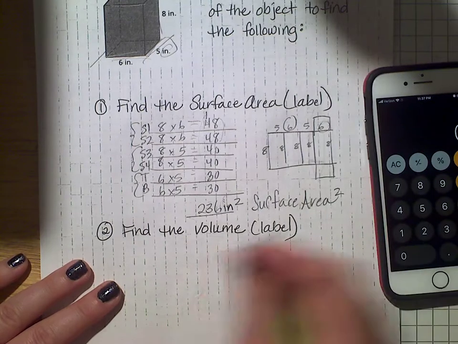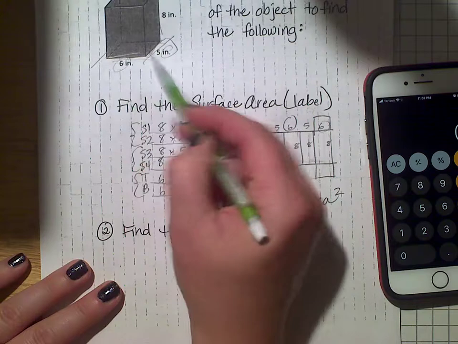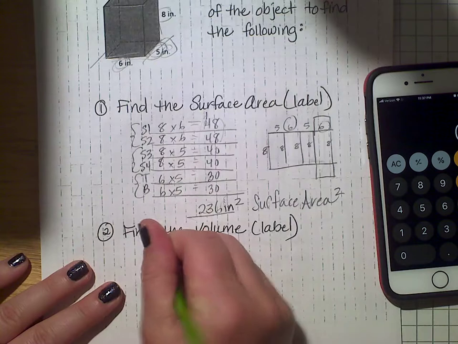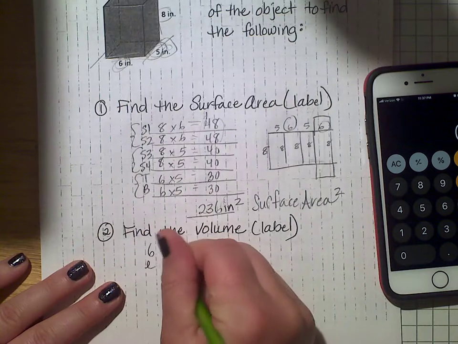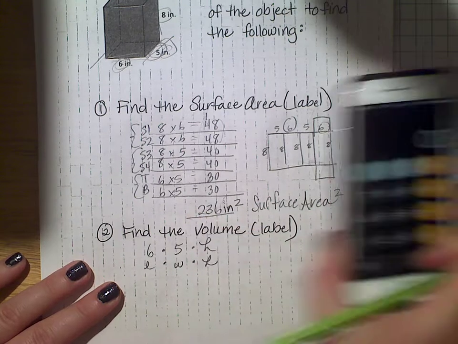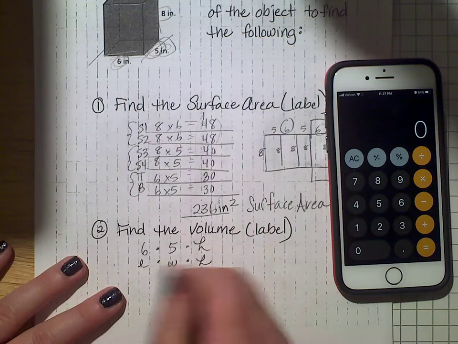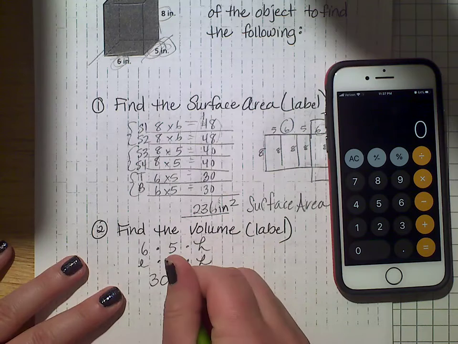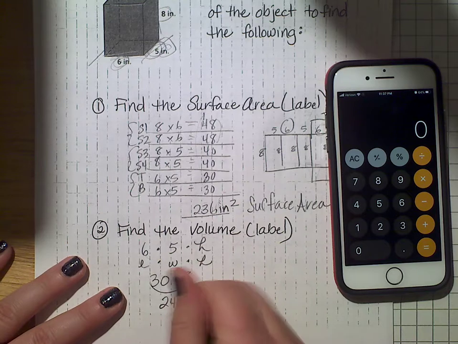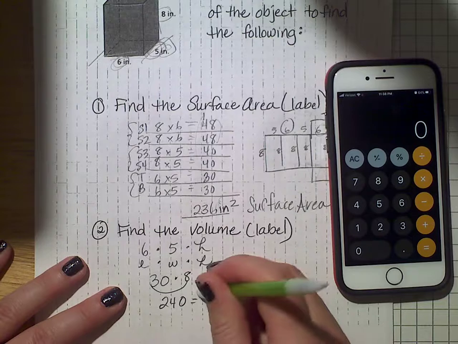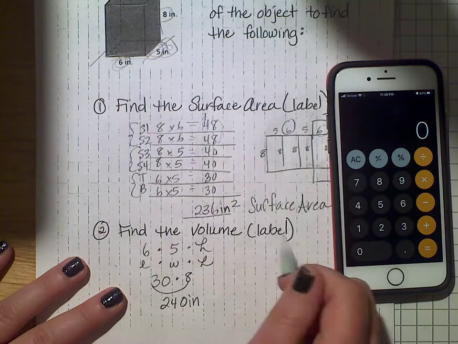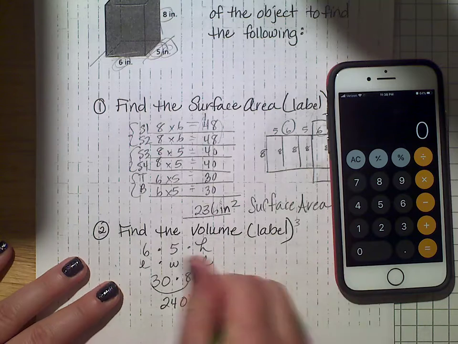Now for the volume, it's just the 3 numbers, length times width times height. So 6 times 5, length times width, times height, which would look like 6 times 5 is 30. And then we would have to multiply by 8. 8 times 3 is 24. Add your 0 to the 1's place. 240 what? Inches cubed. Circle my answer.